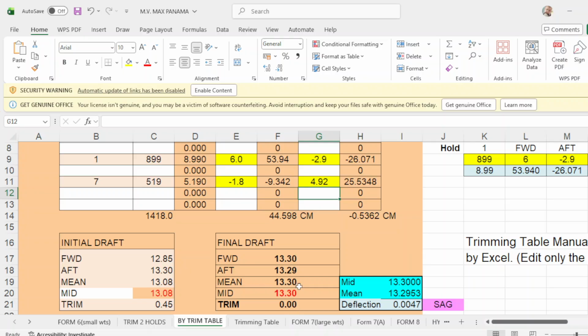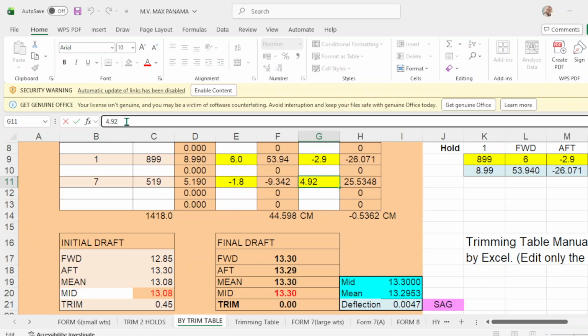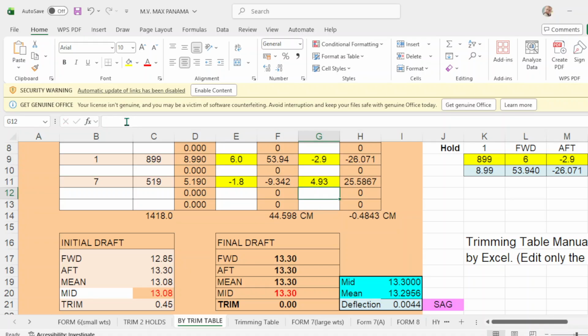So the mean now is 30, increased to 30. And take note also of your deflection. So from 9.2, we put it to 9.3. Then they are now even keel. Forward is 13.30, up is 13.30, mean is 13.30. Your trim is 0 and your deflection is 0. Okay? So you are now even keel.